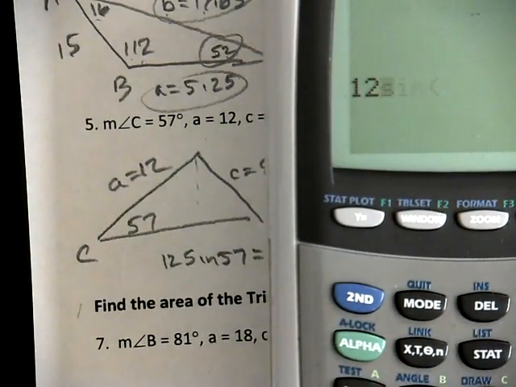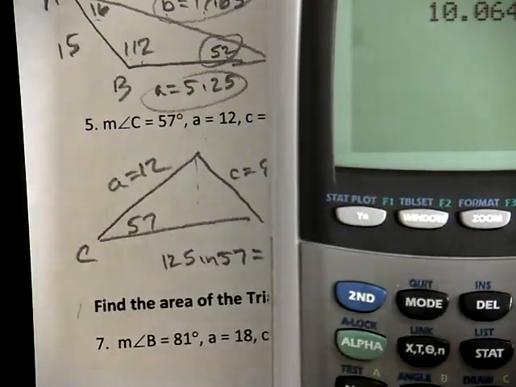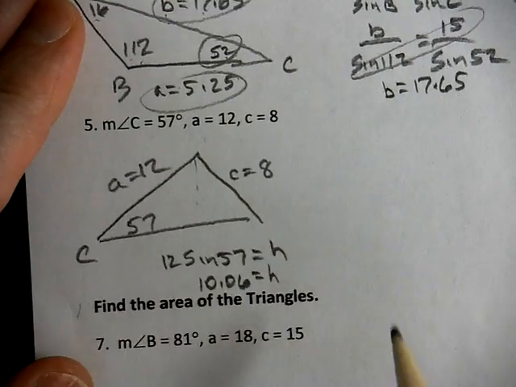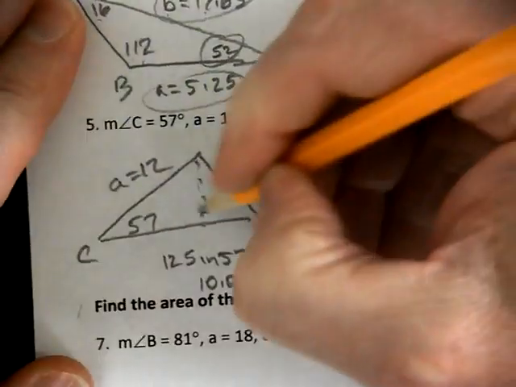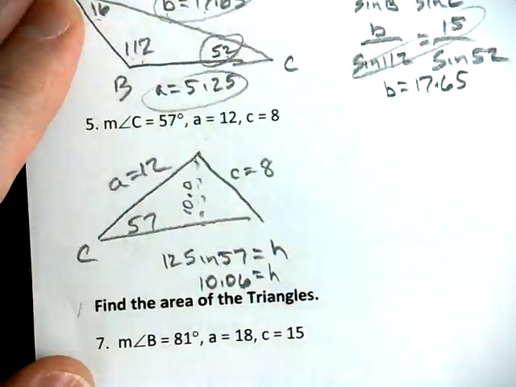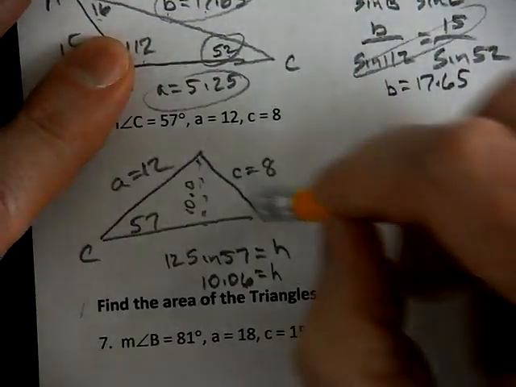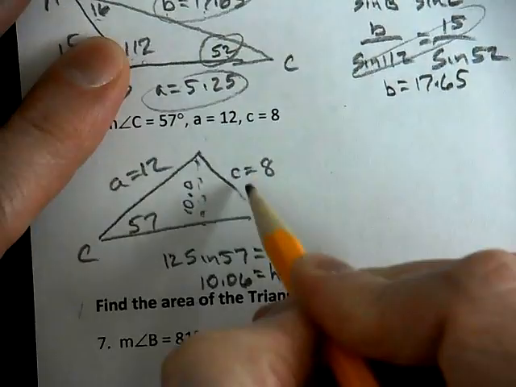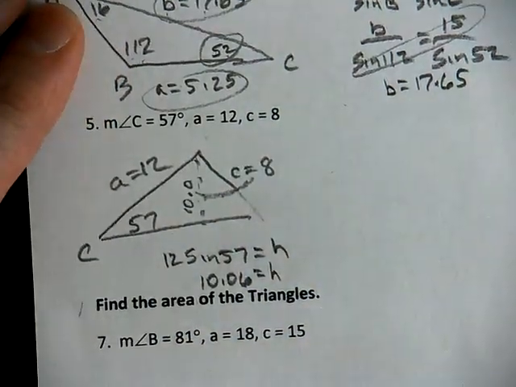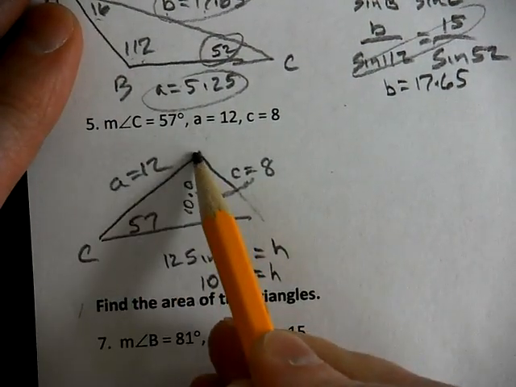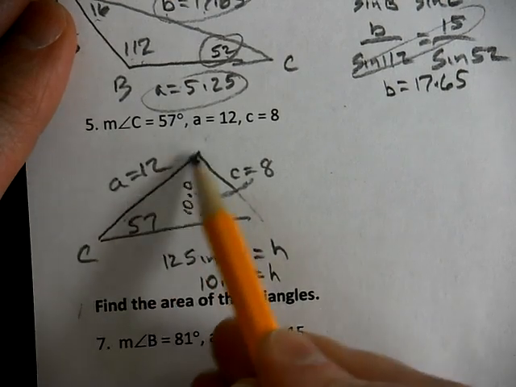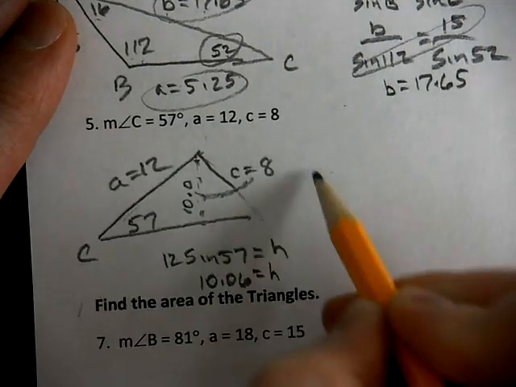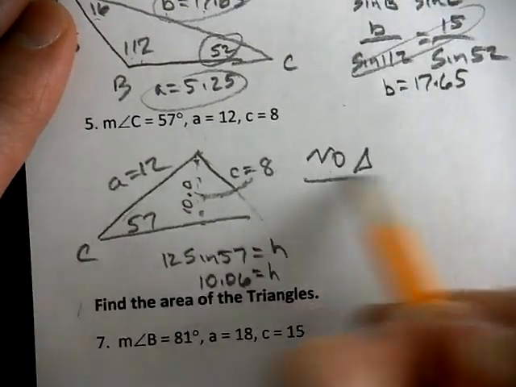12 times the sine of 57 is the height, so that's 10.0. So the height here is 10.0. That means the height is too much, and this 8 actually would never reach the ground. It would just sit there and swing at a 57-degree angle, making this point right there. A length of 12 makes an 8 never touch the ground. So no triangle.